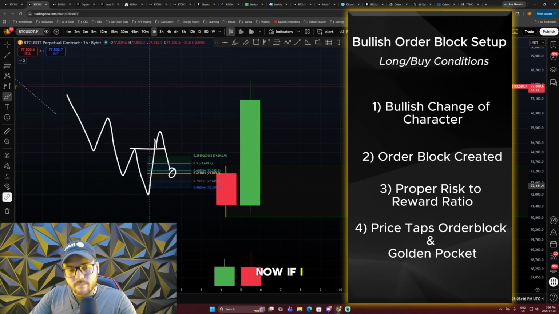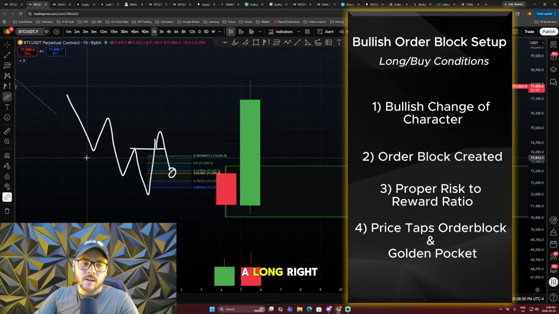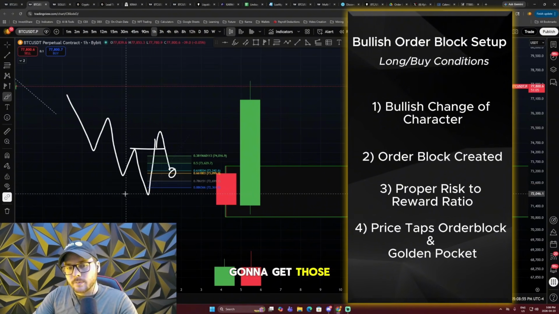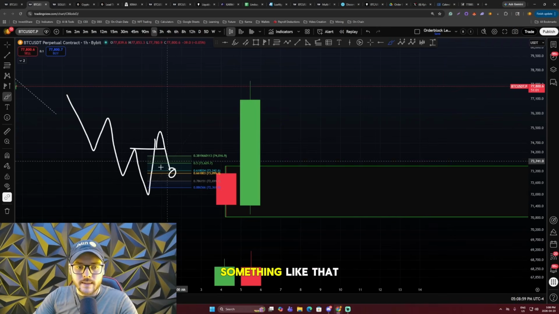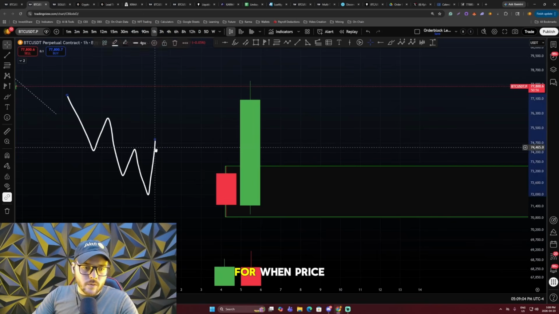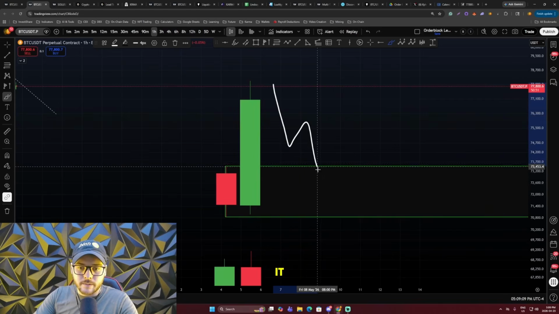Now, this is picture perfect conditions for a long, especially if this is at a value area low. You're not always going to get those picture perfect conditions, but this is an A+ setup for me whenever I see something like that. You could always look at these as well for when price action returns to them, that you could expect a potential reaction off of it.